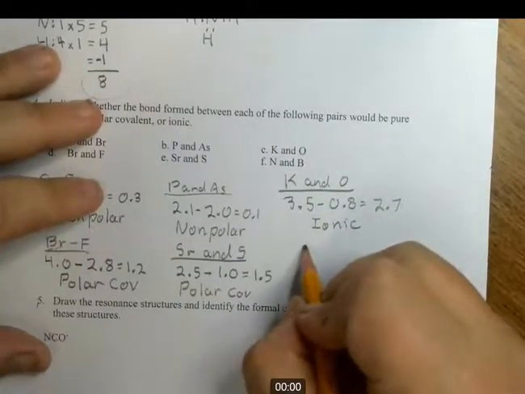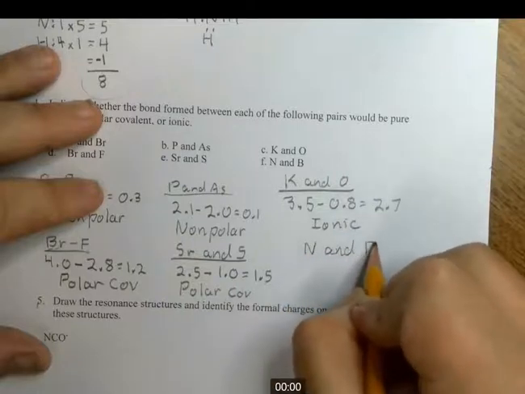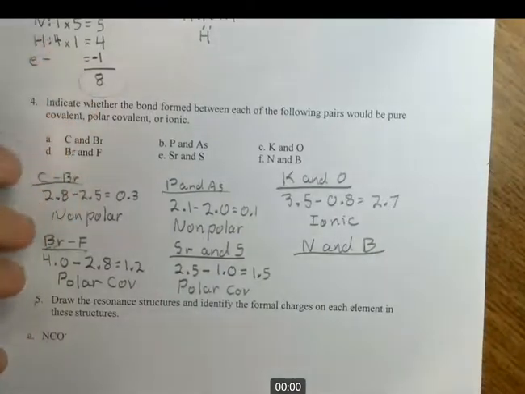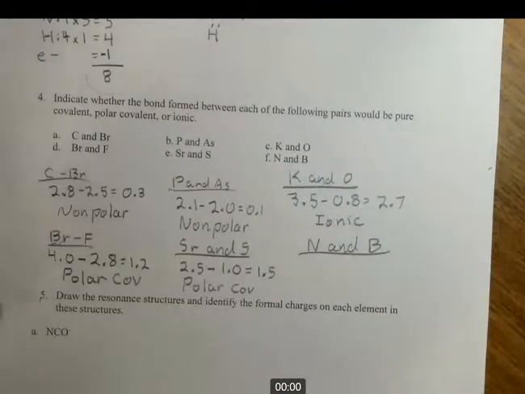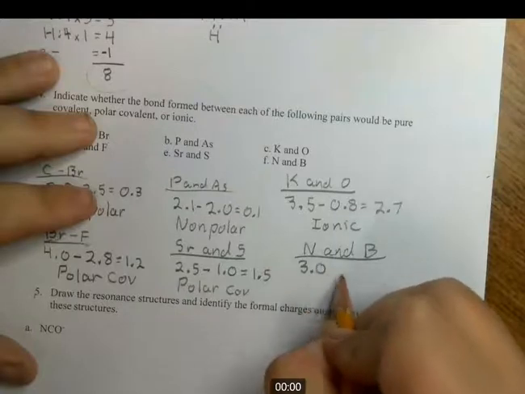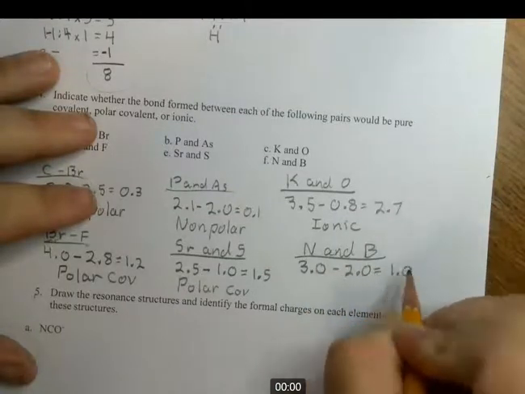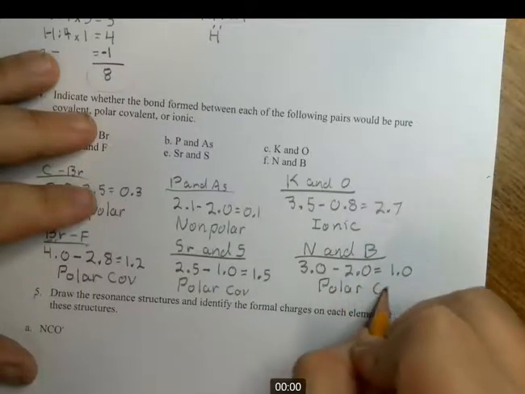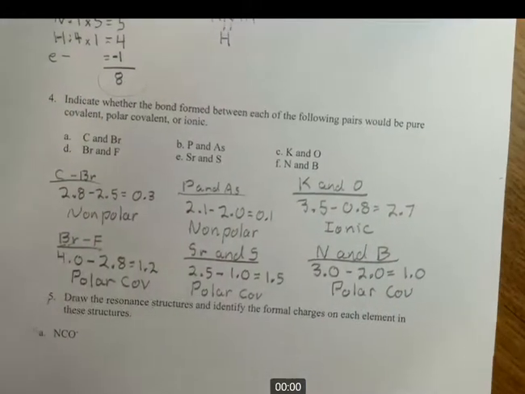Okay, finally, nitrogen and boron. Okay, so nitrogen is 3.0, boron is 2.0. That equals 1, and so that's going to make it polar. All right, and that's all there is to that exercise right there.